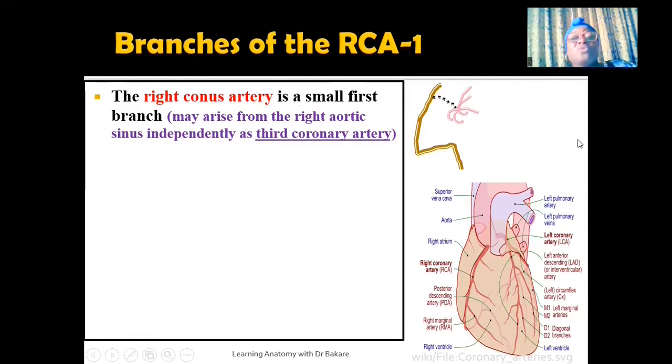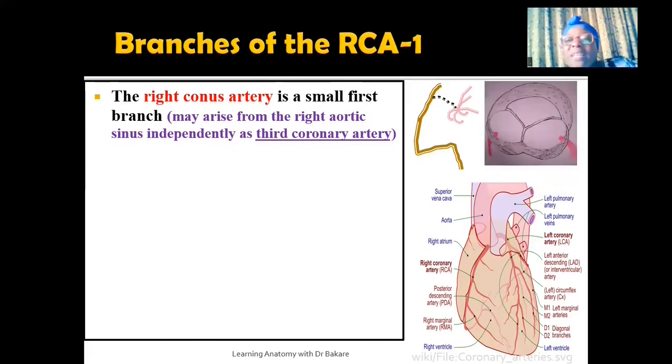This right conus artery can also emerge from the right aortic sinus. Remember when we tried to describe the emergence of the right coronary artery using the three leaflet or pocket-like semilunar structure of the aortic valve. This is the kind of configuration that we presented. We know that the right coronary artery will emerge from the right aortic sinus. We could also have the right conus artery emerge from the right aortic sinus, and when this presentation occurs, it is referred to as the third coronary artery.